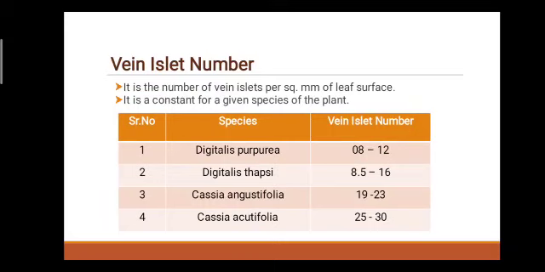Second one, species Digitalis thapsi, vein islet number 8.5 to 16. Third one, species Cassia angustifolia, vein islet number 19 to 23. Fourth one, Cassia acutifolia and vein islet number 25 to 30.